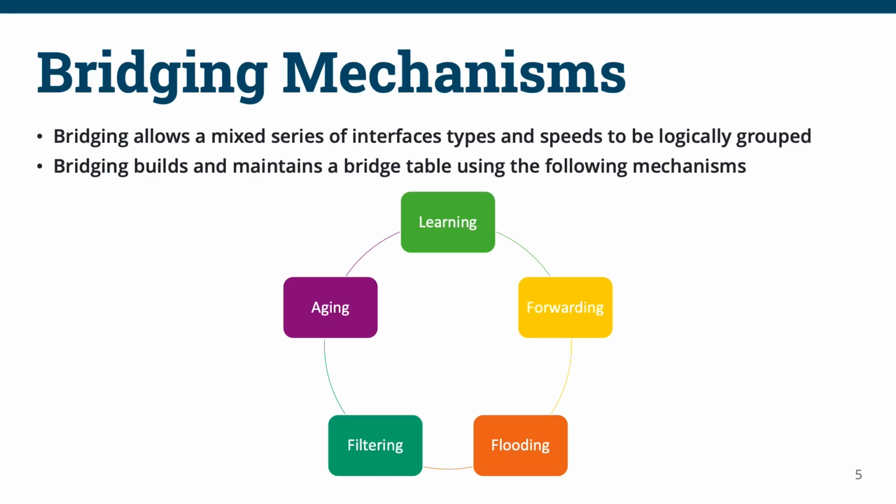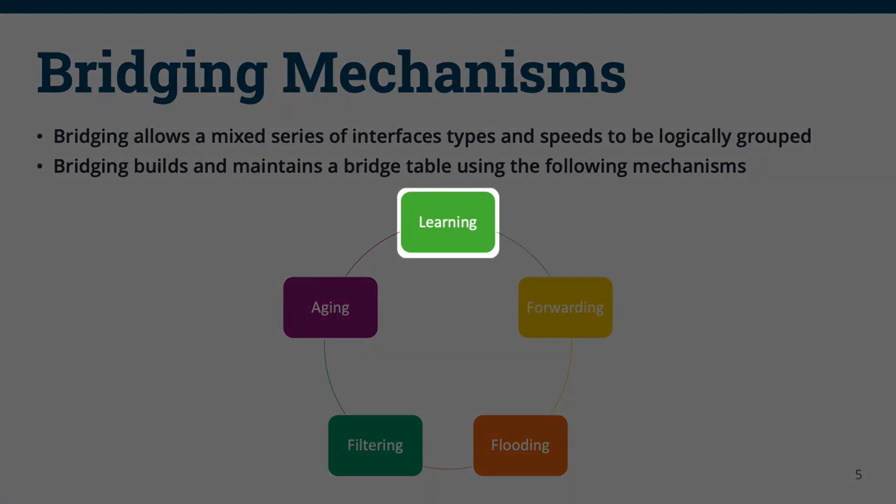First, we have learning. This is the process by which the bridge learns which MAC addresses are reachable through which ports. The switch inspects ingress frames and notes the source MAC address, saving the information of which port that source MAC address was seen on to be able to forward any return traffic.